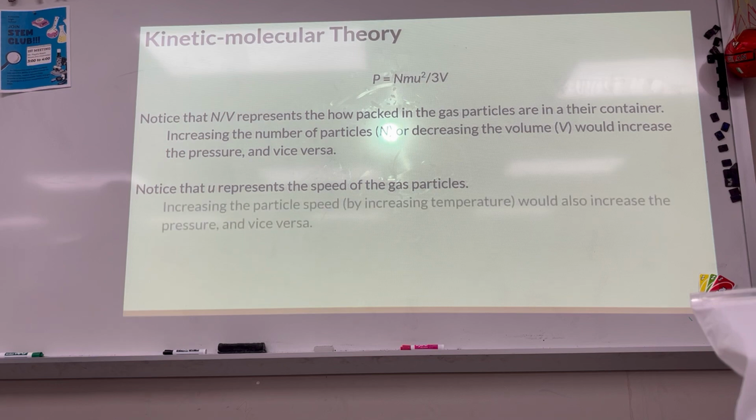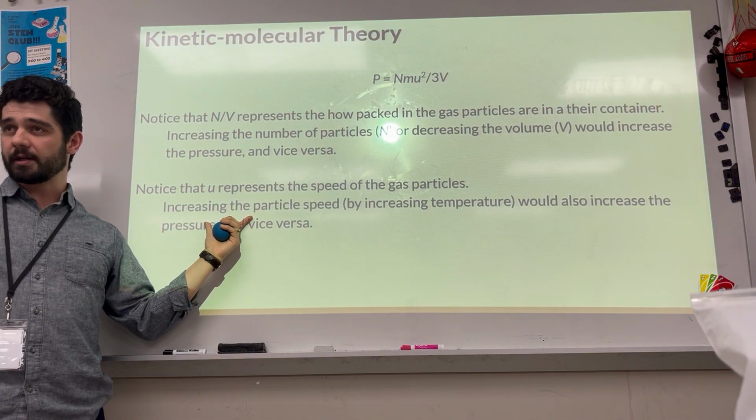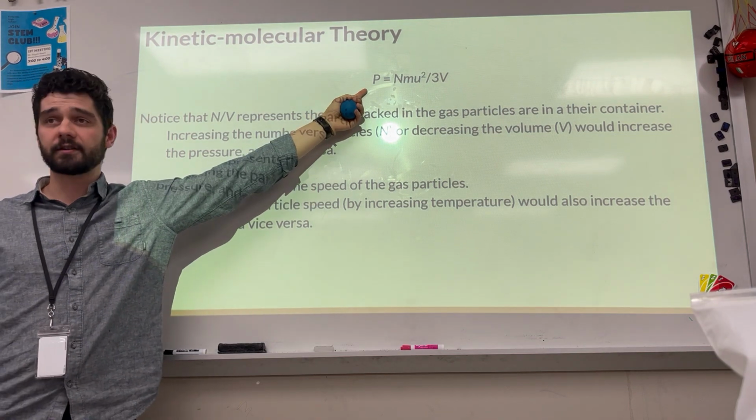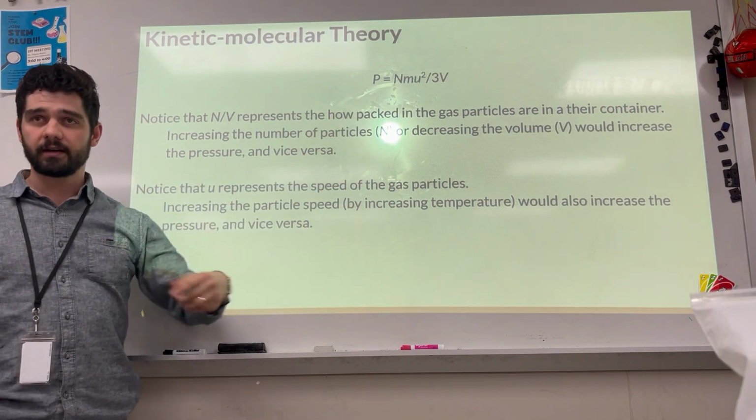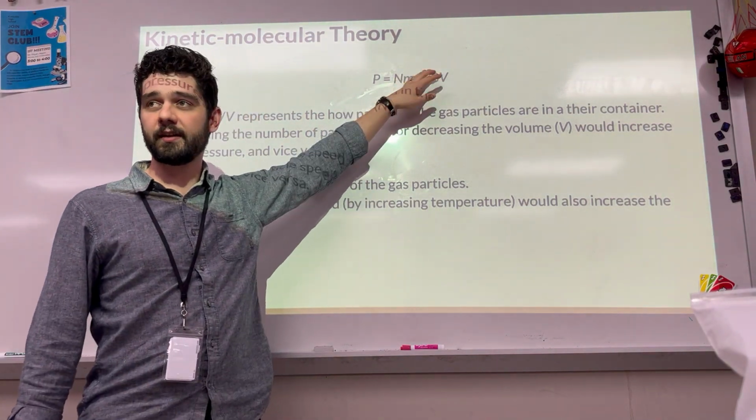U represents the speed of the gas particles. Does it also make sense that if I increase the speed or decrease the speed of the particles, that would have an effect on pressure? Okay, I'm just trying to get us to see that this is not just gibberish per se.